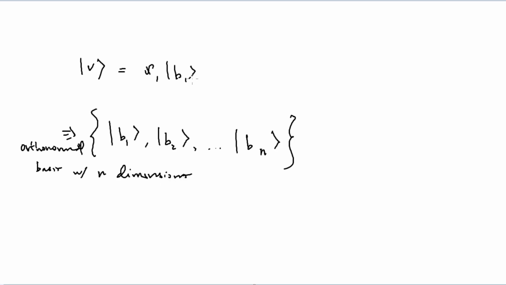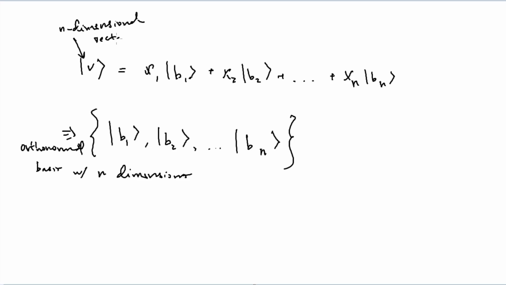So is it possible to express it in the following way? x2 times b2 plus, all the way up until you get to xn times the ket vector bn. So is it possible to express any n-dimensional vector in these ways? Well, the short answer is yes, of course. There absolutely is a way to do so.